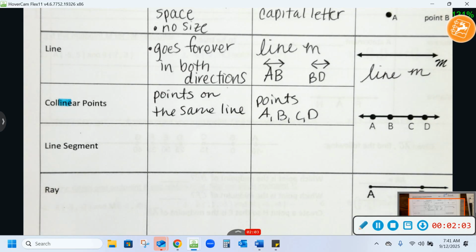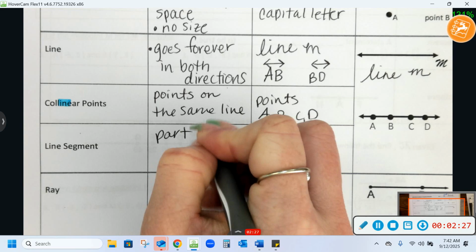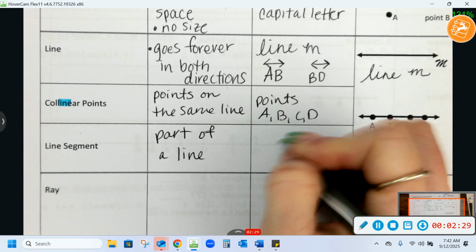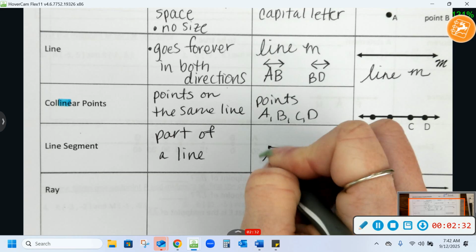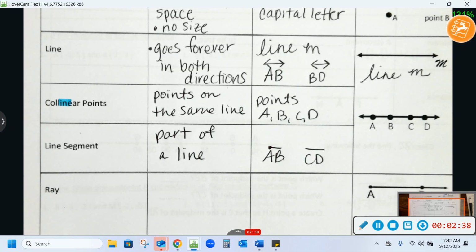Alright, line segment is just part of a line that has two determined endpoints. Alright, line segment, parts of a line. And we just name that with any two of those points. So A, B, C, D, and I didn't mean to put that little dot there.